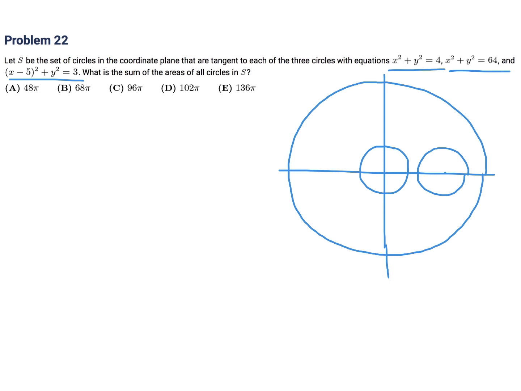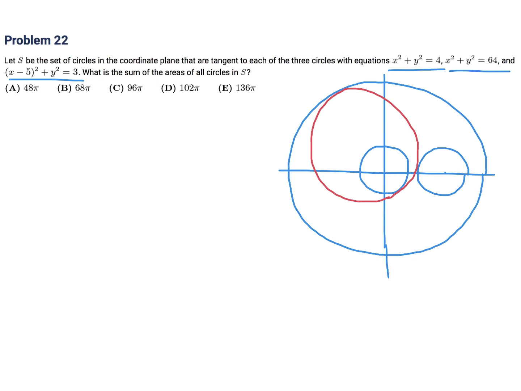Now, what are they asking here? The set of circles in the coordinate plane that are tangent to each of the three circles. Okay, so that means there's a bunch of circles that are tangent to each of the three circles. So I'm just going to draw one, because if I draw a whole bunch of circles, the entire diagram gets very confusing. So let me see if I can draw one such circle. Well, that's actually not bad. That is one such circle.